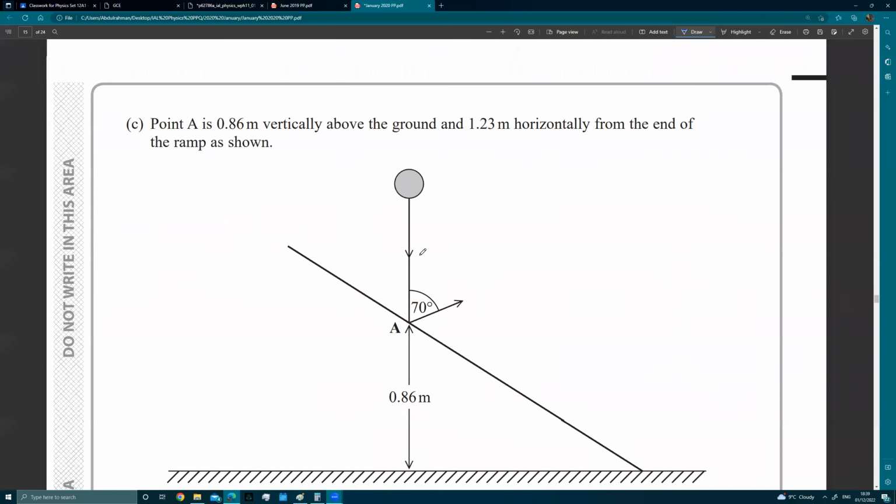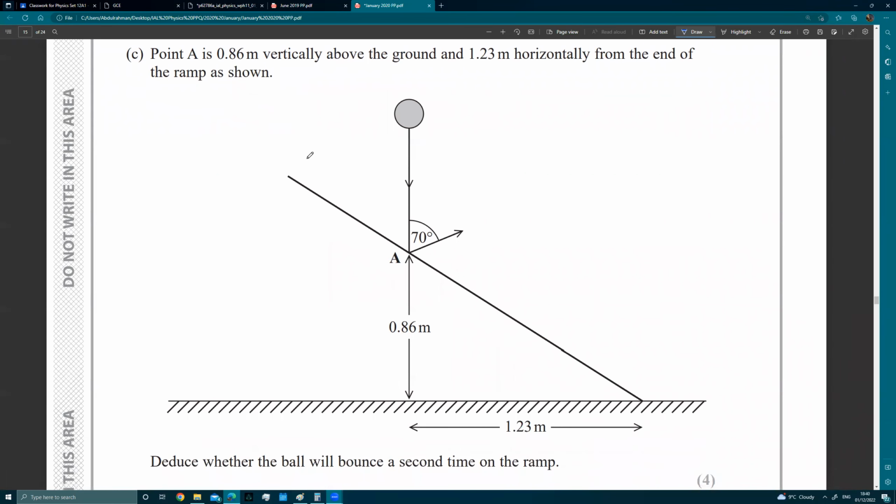It says point A is 0.86 meters vertically above the ground and 1.23 meters horizontally from the end of the ramp, as shown. Determine whether the ball will bounce a second time. Well, if the ball bounces a second time, let's draw this. This is a displacement of 0.